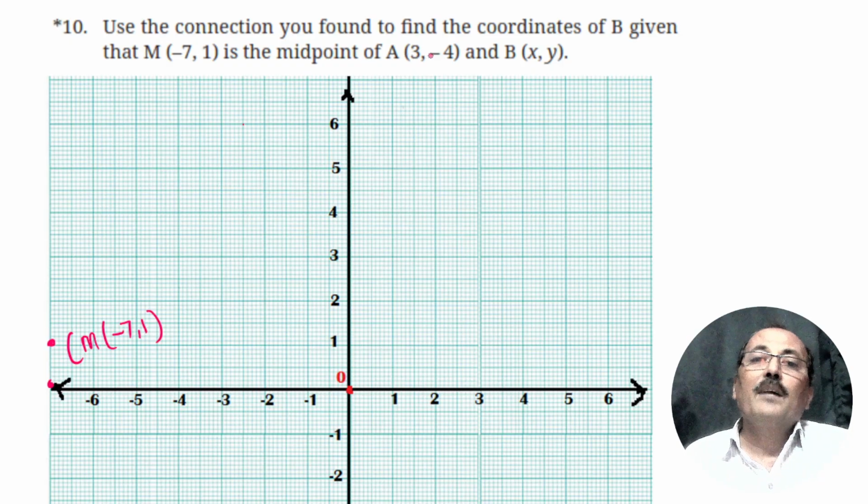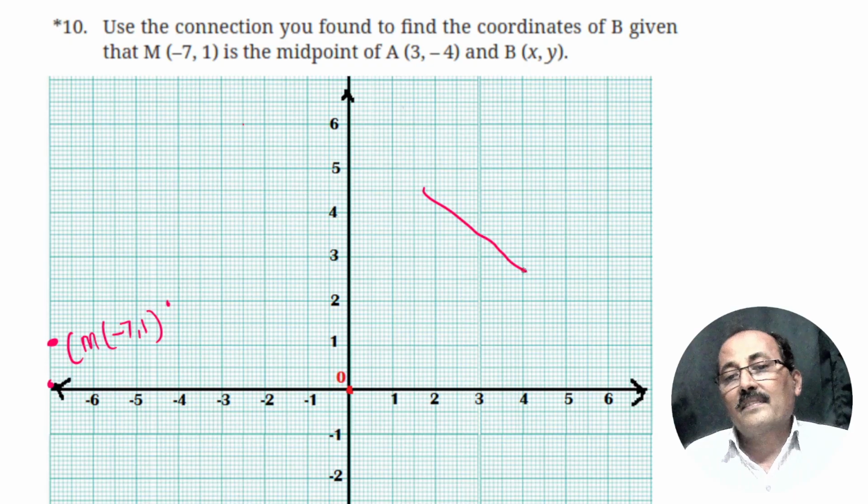Okay, next one. Midpoint of 3 comma minus 4. M minus 7 comma 1 is the midpoint of A 3 comma minus 4. Where is A 3 comma minus 4? 3 comma minus 4 here. 3 comma minus 4 is here. This point. Look at this, my dear children. Where that will come? This must be the midpoint. This is the midpoint.